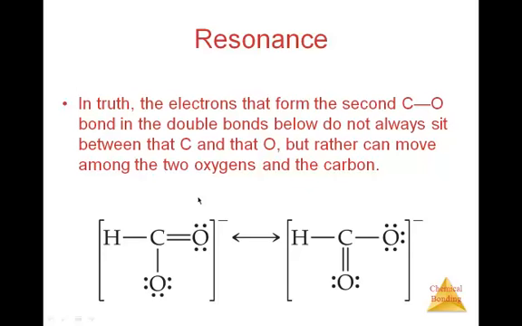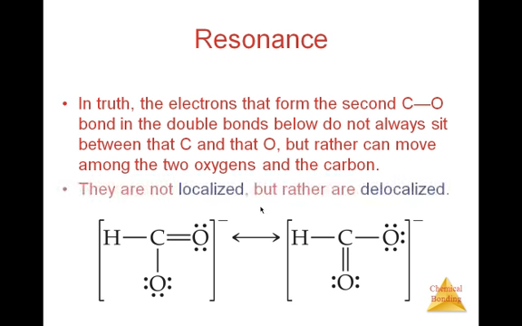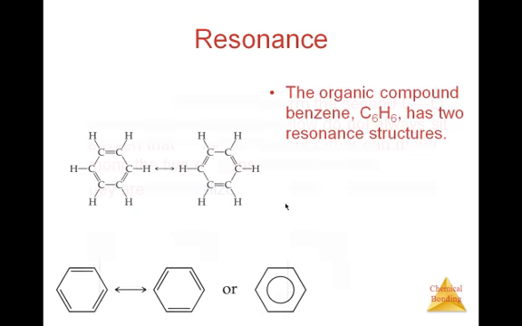Alright, in truth though, the electrons that form the second CO bond, the double bond, do not always sit between that carbon and oxygen but can move around. You can see the double bonds here, sometimes it's over there. They can bounce back and forth, and that's an example of resonance. They're not localized. We actually refer to that as the bonds being delocalized. This double bond that I'm highlighting with my mouse pointer is not always there in that particular location.